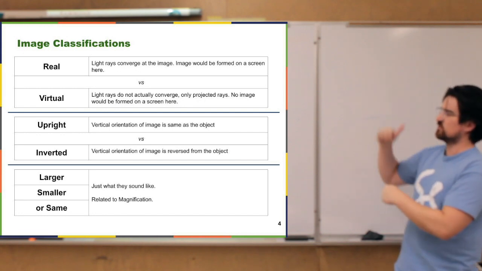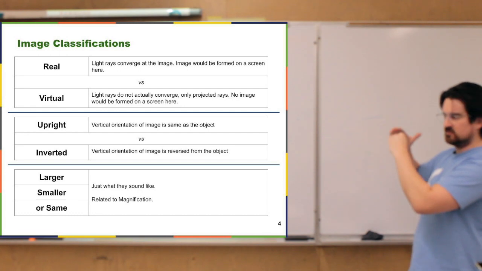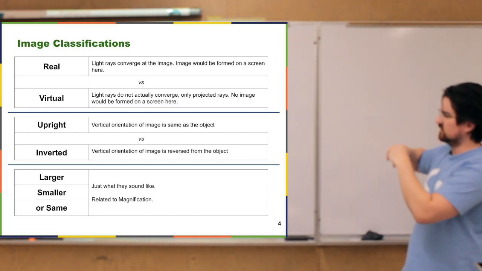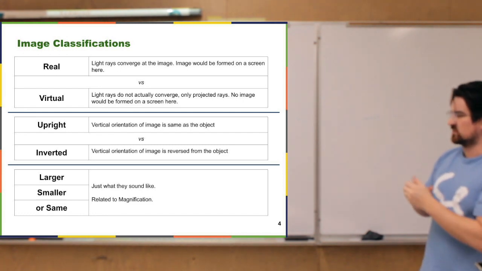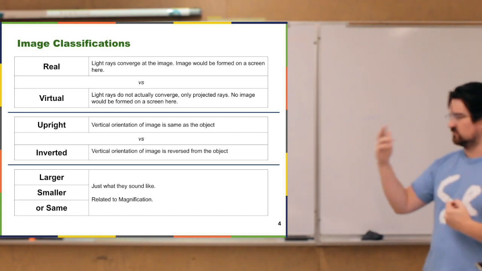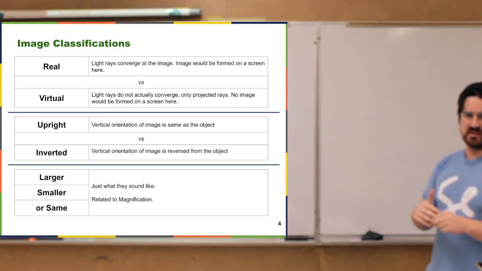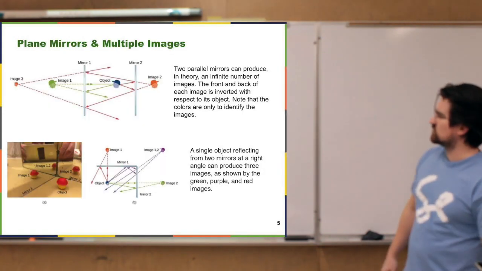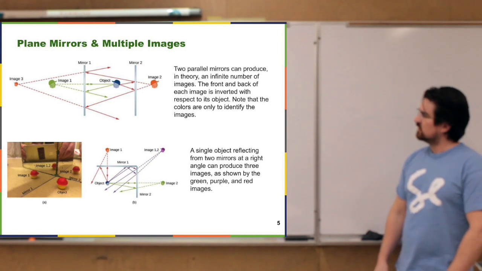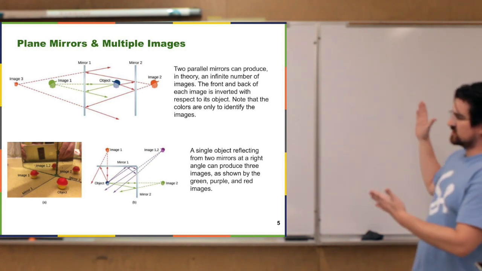The other classification is, is it upright or is it inverted? Meaning, is it the same top to bottom, or does it get flipped over so the bottom is now the top of the image? Lastly, is it larger, smaller, or the same? This has to do with the magnification, which we'll definitely talk about multiple times as we go through different elements. These are just some interesting examples of arrangements of plane mirrors. I'm not going to worry too much about them, but you've probably been in some of these situations.